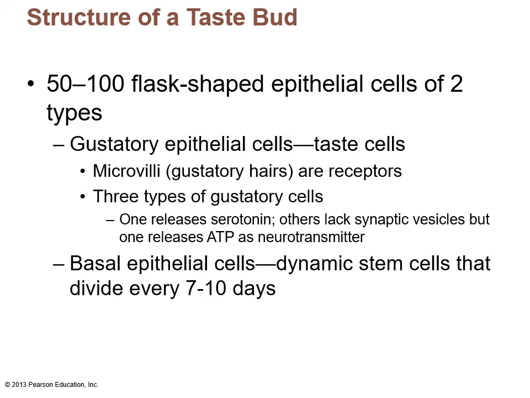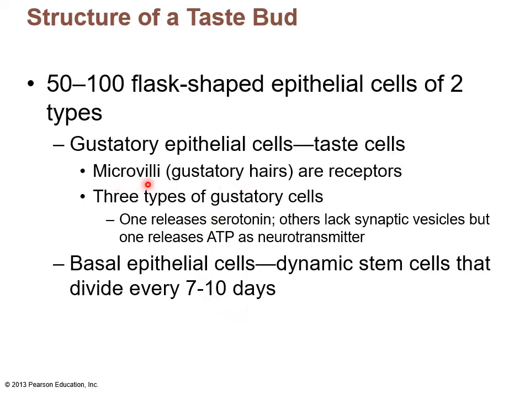So the structure of a taste bud: actually you have 50 to 100 flask-shaped epithelial cells of two types. One are actually receptor cells. These are gustatory epithelial cells. Those are your taste cells. So it's unusual that you have epithelial cells actually being sensory receptors. We always think of nerve tissue being involved with receiving sensation. This is an exception to the rule. And these epithelial cells are replaced every 7 to 10 days.